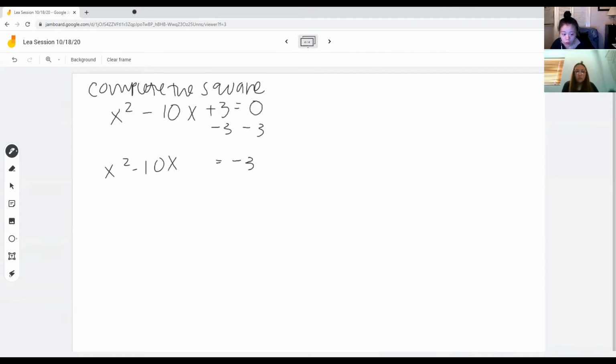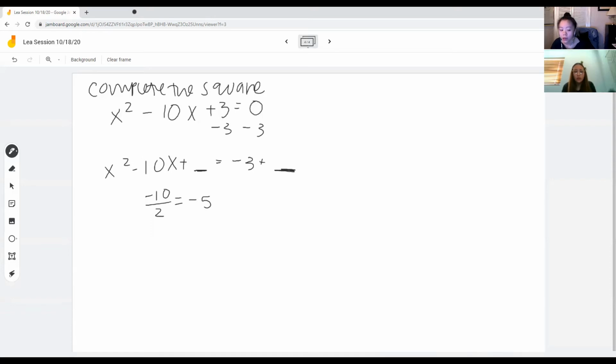And then we're trying to complete the square here. So what would you do next? You would put negative 10 over 2. And then? That would be negative 5. Okay. And then you would do that to both sides.